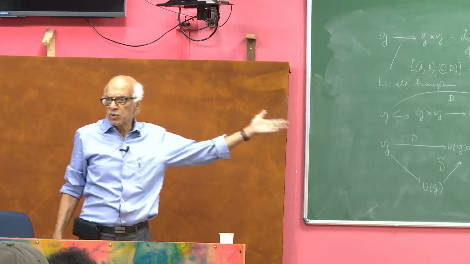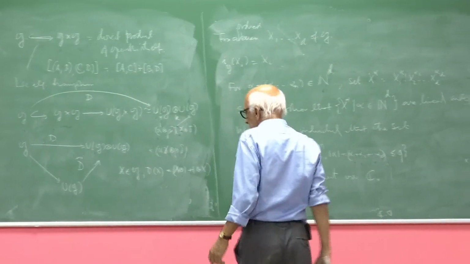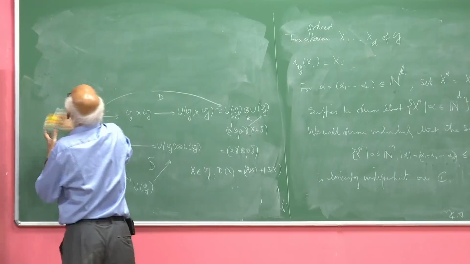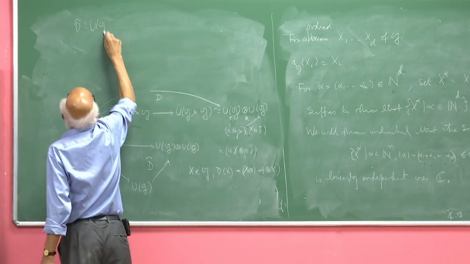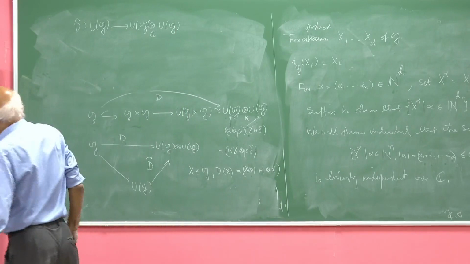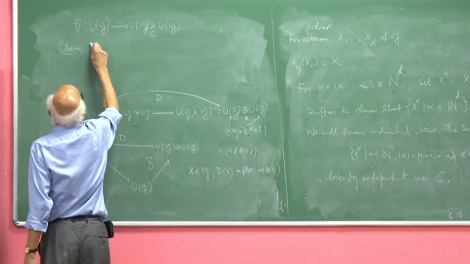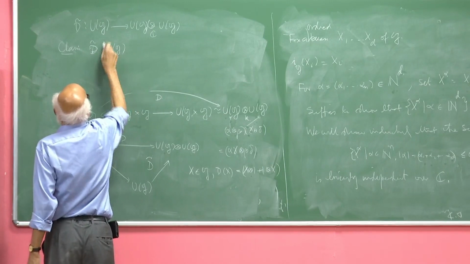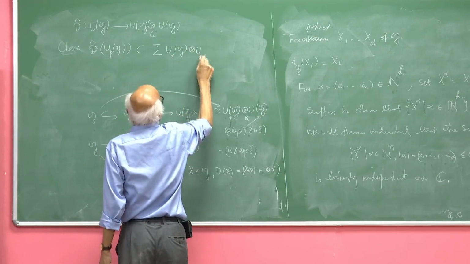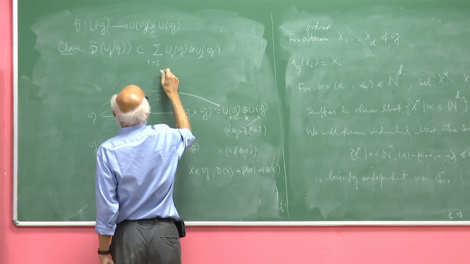Now, to do this, we will make use of the map which we call D tilde. D tilde was a map of UG to UG tensor UG. I claim the following: D tilde of U_p(G) is contained in the sum over r plus s equal to p of U_r(G) tensor U_s(G).